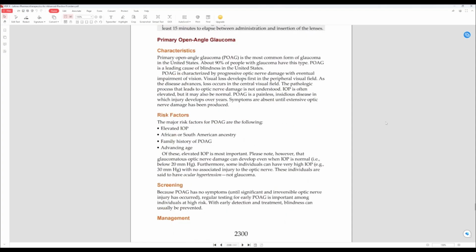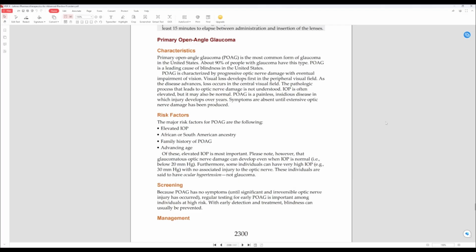So, we'll start off by talking about primary open-angle glaucoma. So, its characteristics. Primary open-angle glaucoma, or POAG, is the most common form of glaucoma in the US. About 90% of people with glaucoma have this type. POAG is the leading cause of blindness in the US.